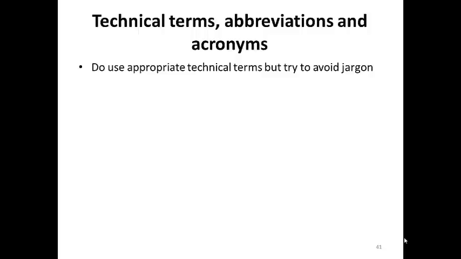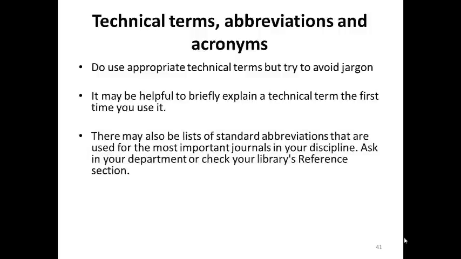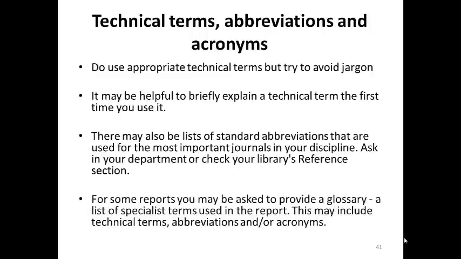Now, technical terms, abbreviations, and acronyms. Make sure that you use the appropriate technical terms, but try not to use jargon. It may be helpful to briefly explain a technical term the first time you use it. There may also be lists of standard abbreviations that are used for the most important journals in your discipline. Ask in your department or check your library's reference section for these most common abbreviations. Also, for some reports, you may be asked to provide a glossary, which is a list of specialist terms used in the report, which may also include technical terms, abbreviations, and acronyms.